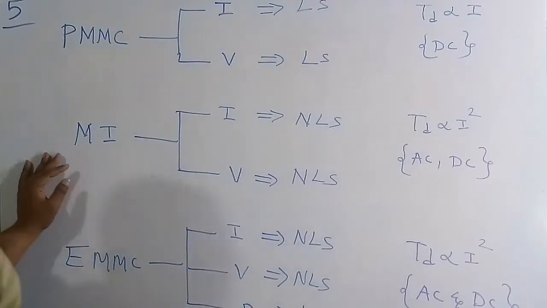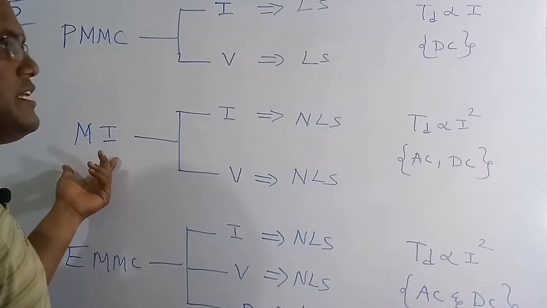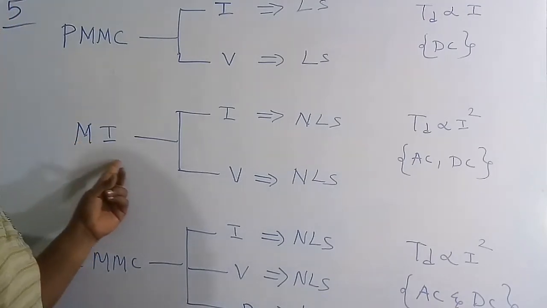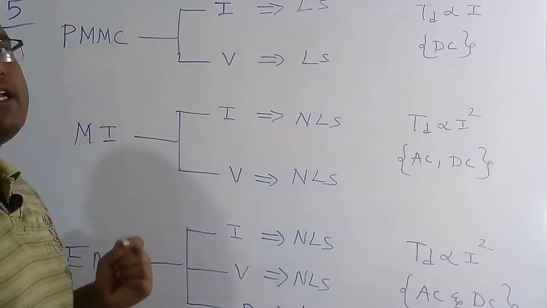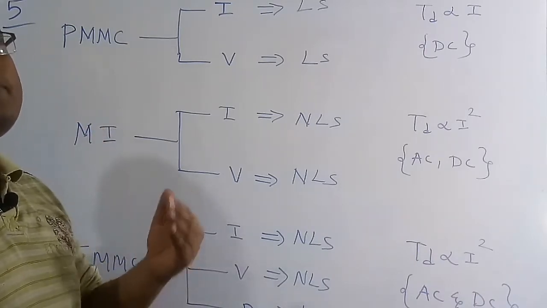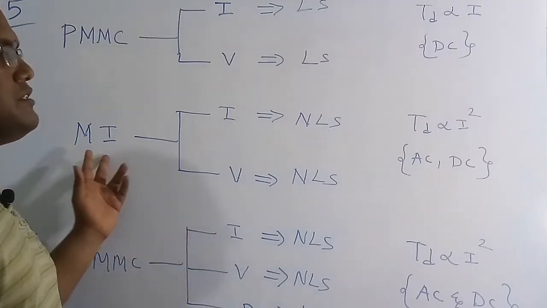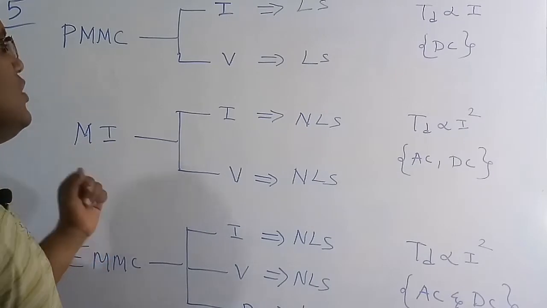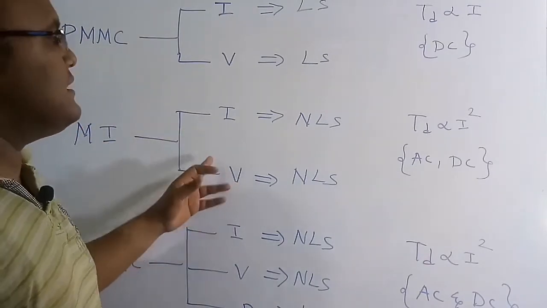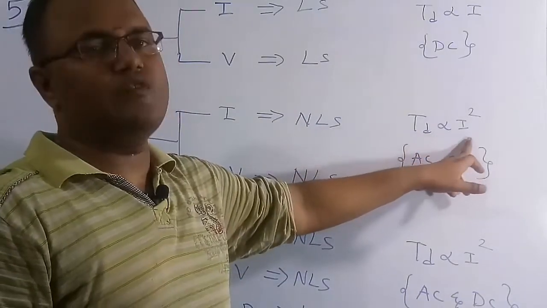Similarly, moving iron instruments. For moving iron instruments, there will be a stationary coil. The coil is stationary to produce a magnetic field, but there will be a moving iron, a soft iron piece. It can work either by the repulsion property or the attraction property, by which the moving iron can repel or attract. So they use a moving iron or soft iron piece. Here it is used to measure both the current and also the voltage, and here they have the non-linear scale because the deflection torque is directly proportional to the square of the current.